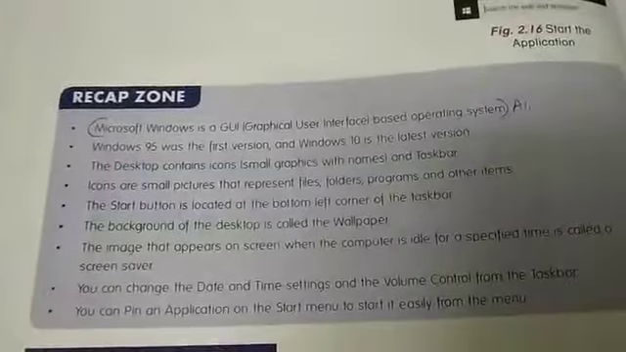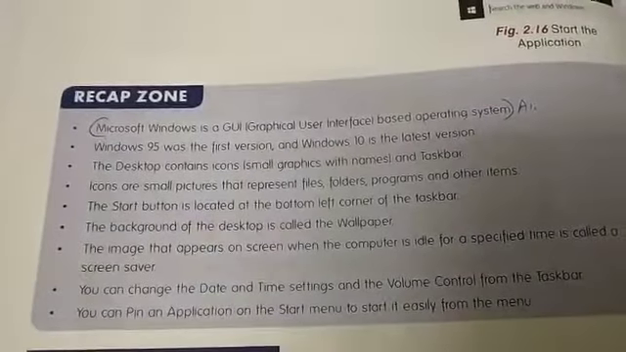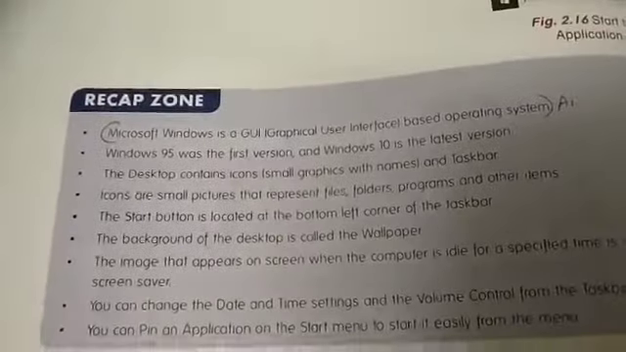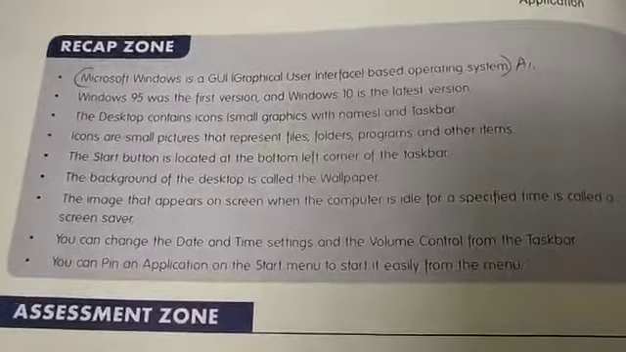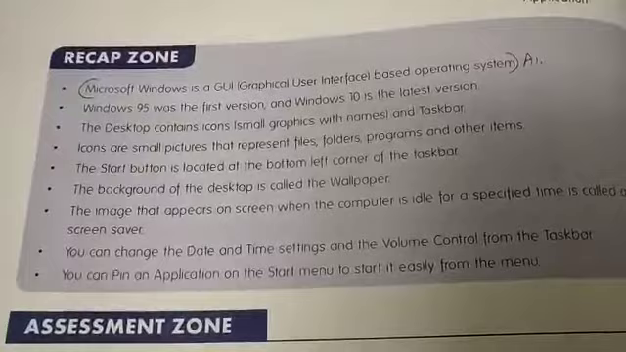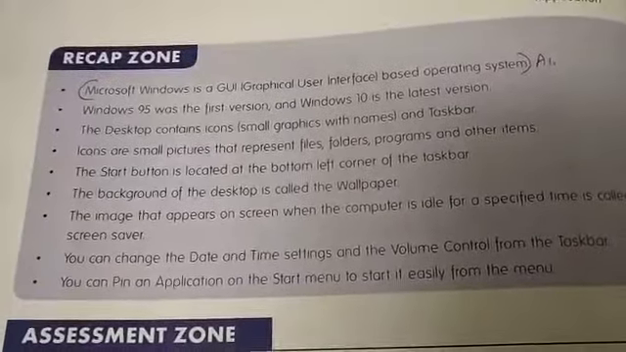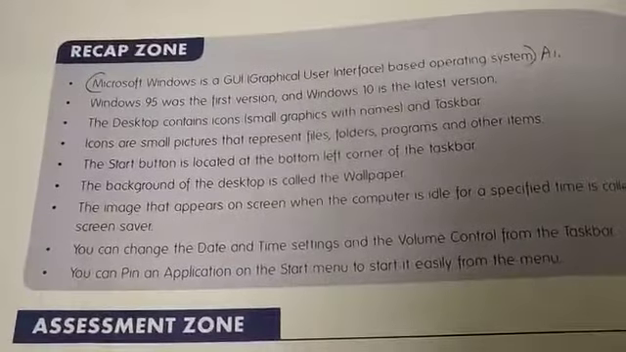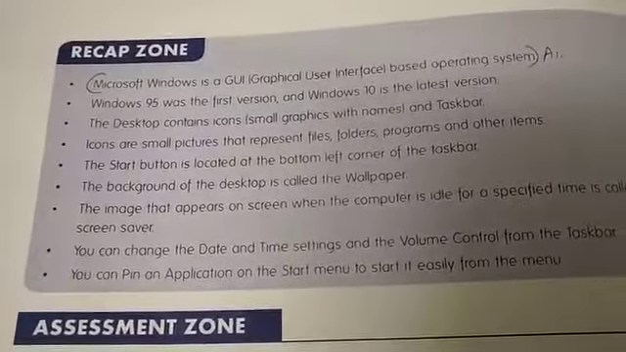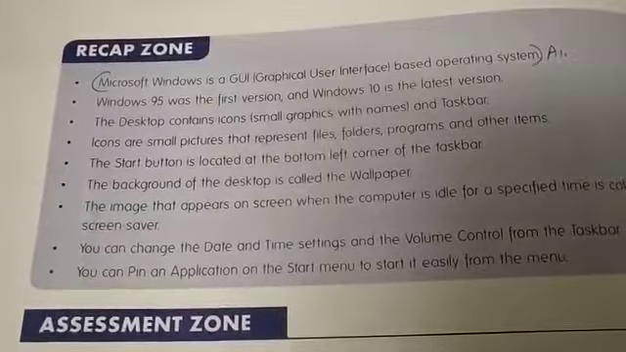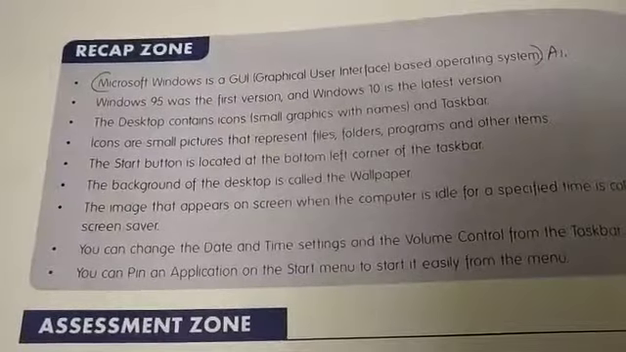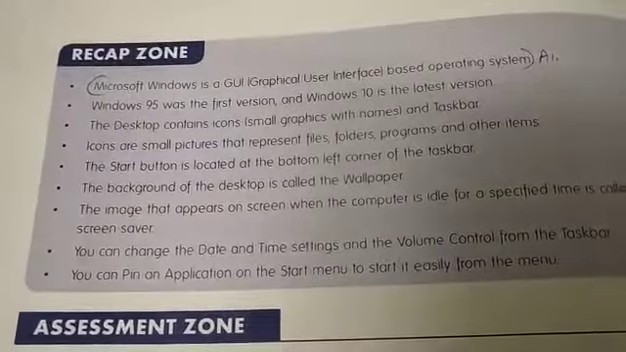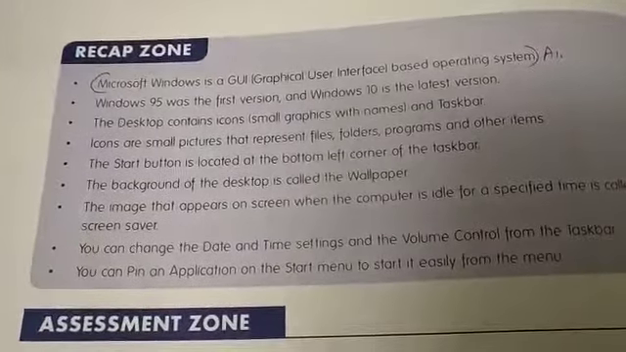Now this is the recap zone. Microsoft Windows is a GUI, graphical user interface, based operating system. Windows 95 was the first version and Windows 10 is the latest version. The desktop contains icons and the taskbar. Icons, you already know, are small graphics with names. Icons are small pictures that represent files, folders, programs and other items. The start button is located at the bottom left corner of the taskbar.